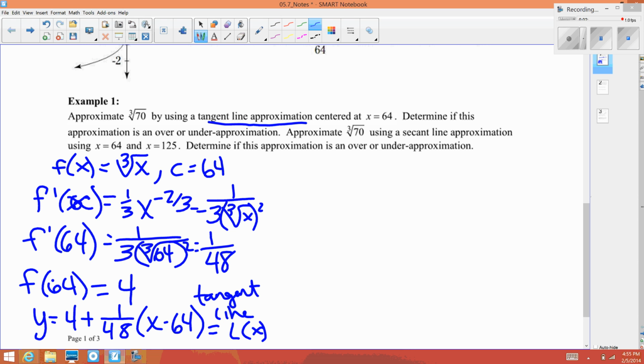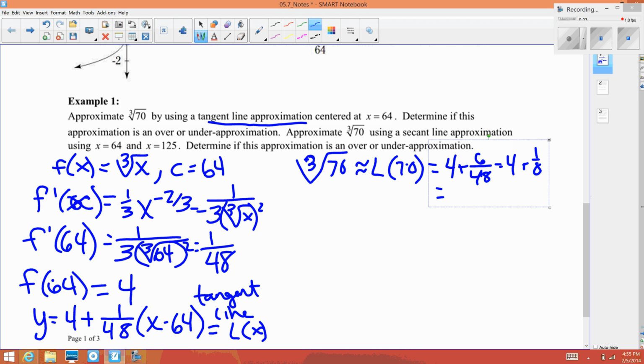So we can say that cube root, and it's really important to use this notation because we are just approximating. We're not saying it's an exact value. So the cube root of 70 is going to be approximated by the linearization of our function at 70. So we plug this in, we get 4 plus 70 minus 64, that'll be 6 over 48. So that's 4 plus 1/8, and you know 1/8 is 0.125. So that'll be about 4.125.